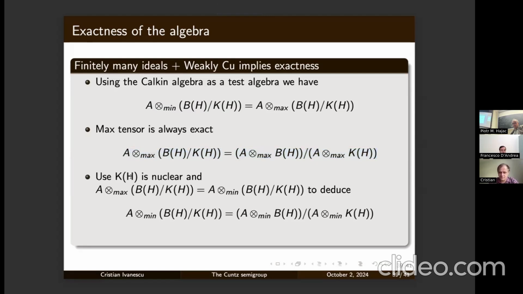Obviously, K, the algebra of compact operators, is nuclear. So when I say a maximal tensor product here, that's the same thing as the minimal tensor product. And together with what I said earlier, we can deduce that indeed with respect to the minimal tensor product, we have this isomorphism, which means A is an exact C*-algebra. Again, thanks to Kirchberg, we know that this implies exactness of the C*-algebra A.